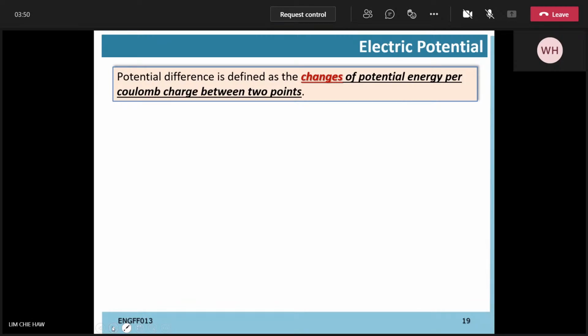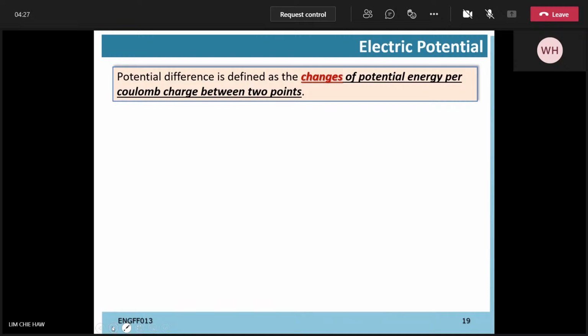So from the previous lesson we already saw the electrostatic force, the electric field itself, and also the work done, or so-called the energy involved, when we have the interaction. Today we will come to this item called electric potential. This is also related to energy. Potential difference is defined as the changes, when we apply the term difference, potential difference means the change of potential energy per unit charge between 2 points.